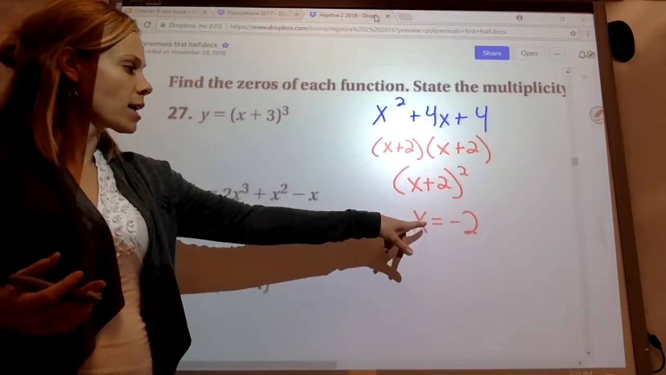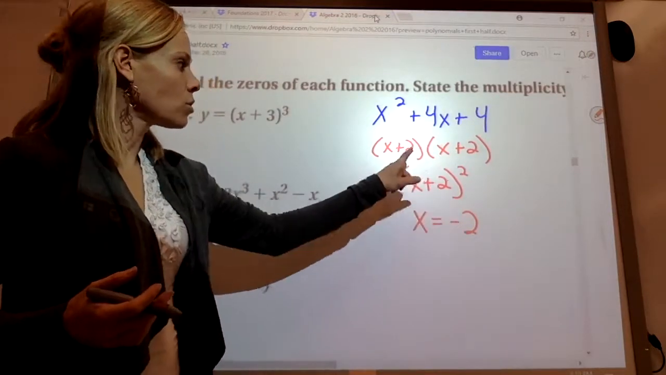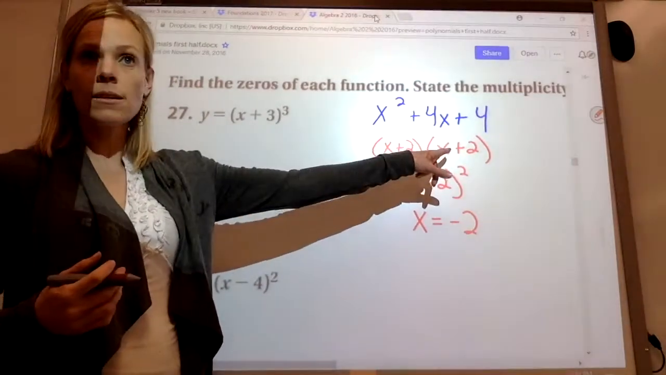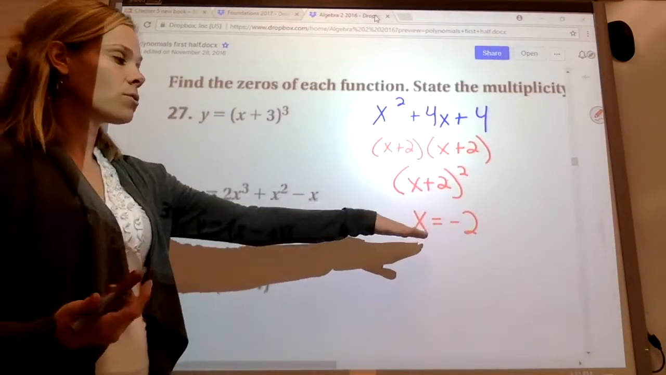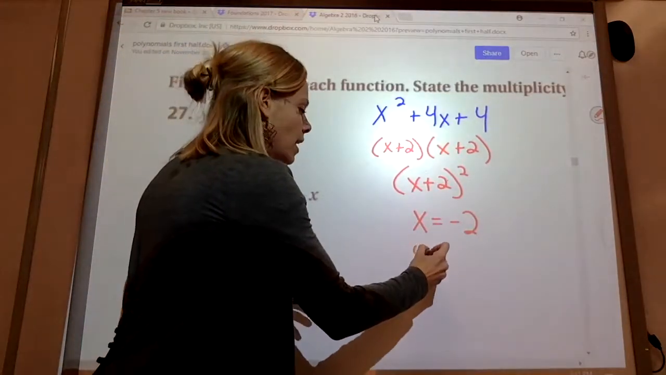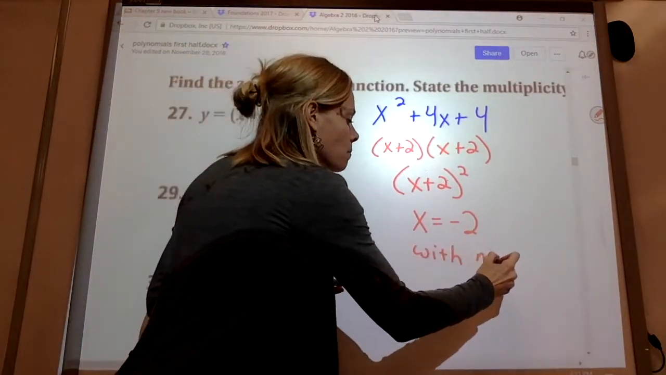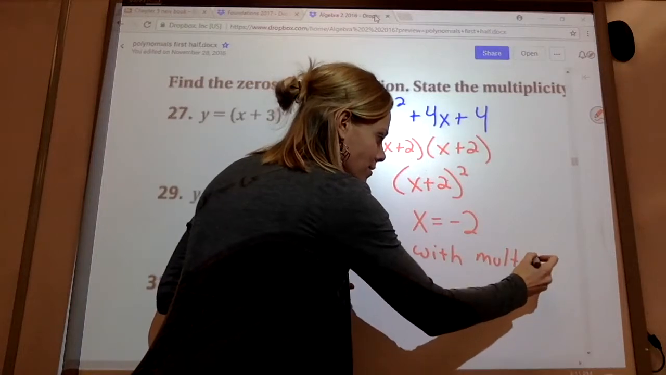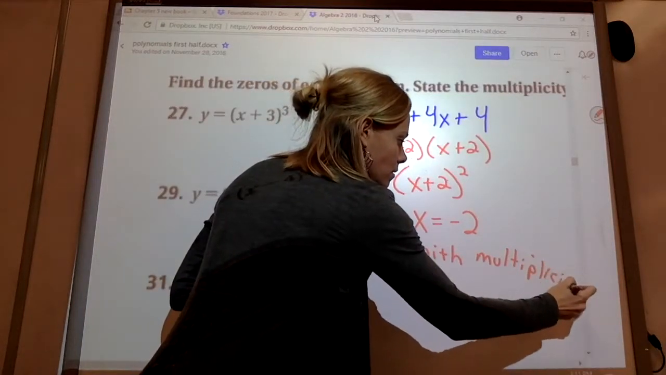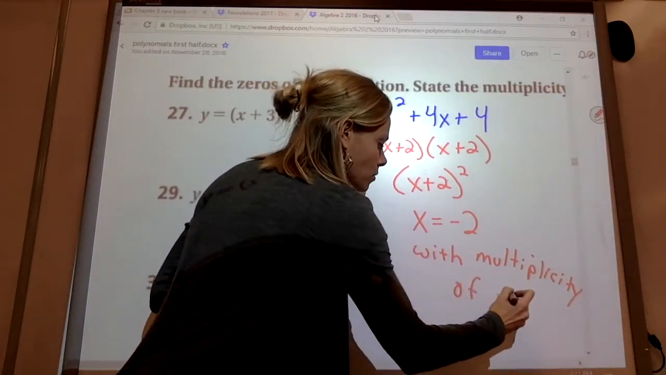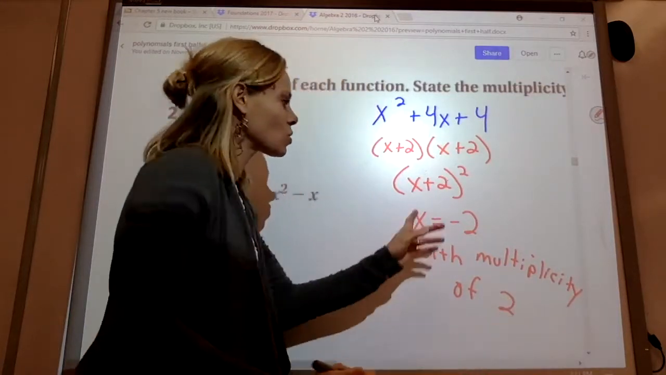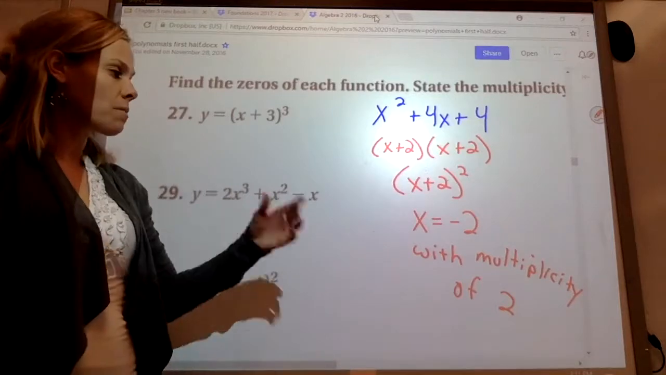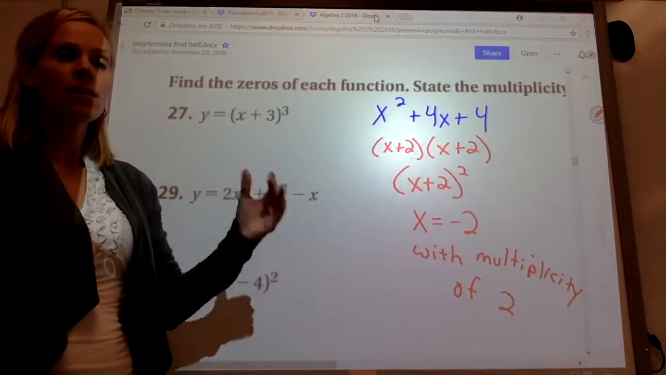And what's not right is this root of -2 actually happens twice. And we say that has multiplicity. So -2 is my root, but now, today, we're going to say with multiplicity of 2, not -2, of 2, because it happens twice, okay? So if something happens more than once, it's called multiplicity.